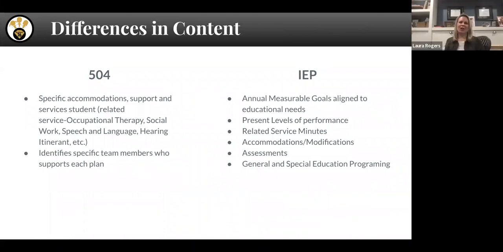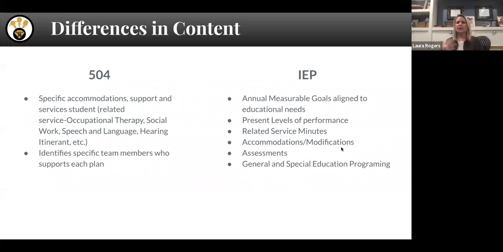All right, so there are differences in the content, which is the paperwork. In the 504, they talk about specific accommodations and support in the services the student will receive from either the occupational therapist, the social workers, speech and language, hearing itinerant, audiologist, those types of supports. It will also identify specific team members who will support each plan.